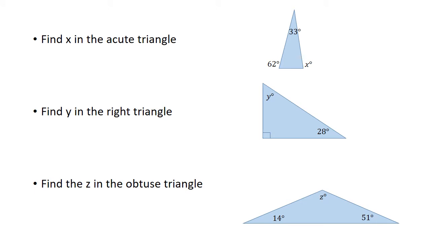So we're going to find the missing angle in all three shapes. So we have an acute triangle, we have a right triangle, and we have an obtuse triangle. And remember, for each of these, they have to add up to 180 degrees. So I'll just show you on the first one why we do it. If we have 62 and 33 and x, they are going to have to equal 180.